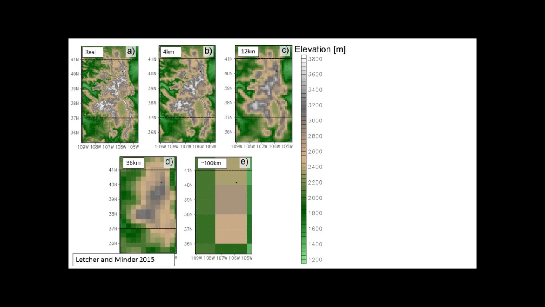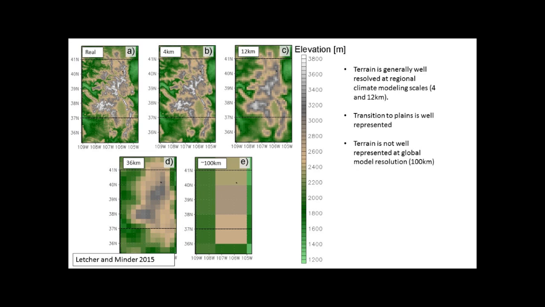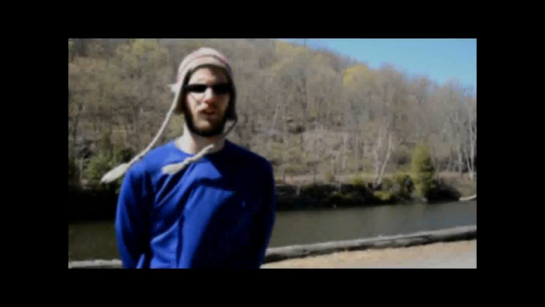Lastly, the Rocky Mountains and the Great Plains are two very different climate zones. However, this divide is not well represented in global climate models, as the Rockies are generally treated as a simple and broad plateau that rises gradually from the Great Plains, rather than an abrupt transition to a series of narrow mountain ridges and elevated valleys.